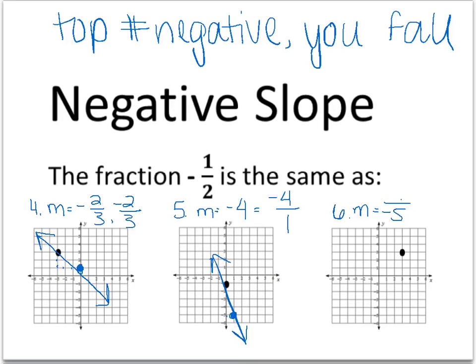And your last one is 1 over negative 5. But how can I write that to make it easier? You can't switch the fraction. Very good. Negative 1 over 5. So then that way I just go down 1. And I'll be a little bit off the graph. Over 1, 2, 3, 4, 5.